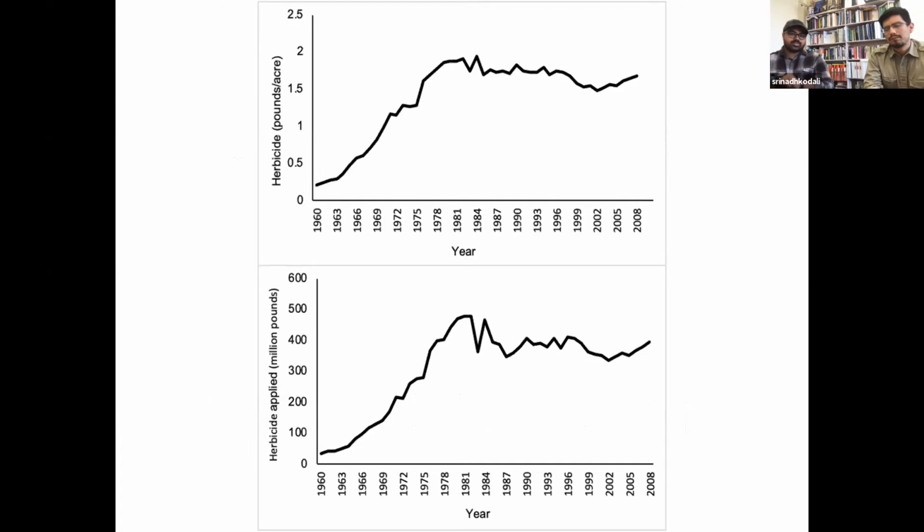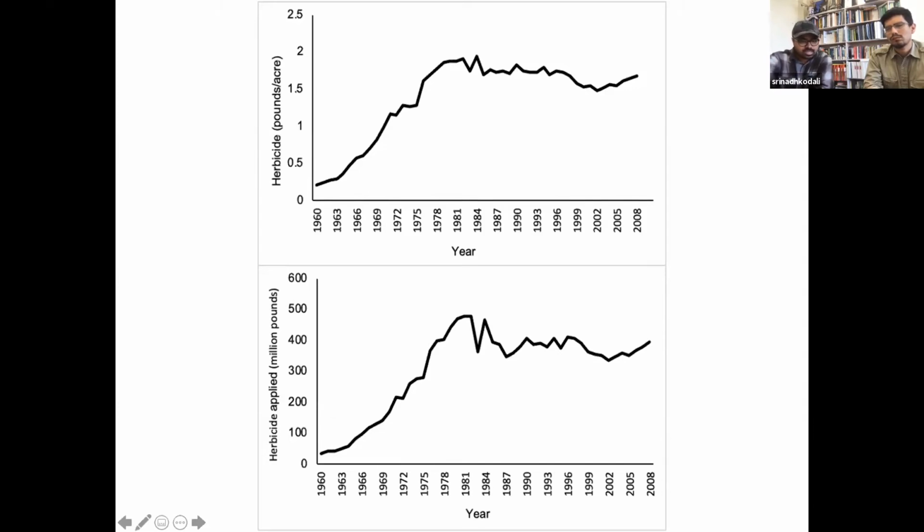And these graphs represent the herbicide that is applied. The top graph represents the herbicide applied in pounds per acre, and the bottom graph represents the total herbicide applied over the years from 1960 to 2008. If you can see, the herbicide applied has increased from the 1960s to almost around the 1980s, and from there on, it plateaued around 1.5 to 2 pounds of herbicide per acre. Even this graph goes hand in hand with the top graph, with changes in the total land acreage.